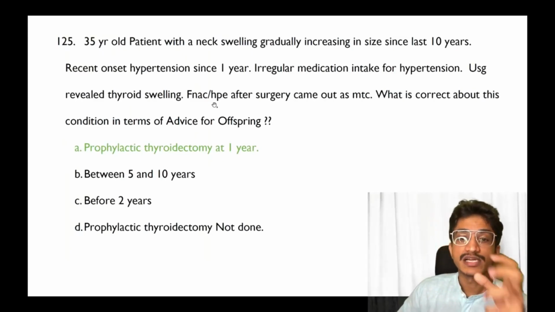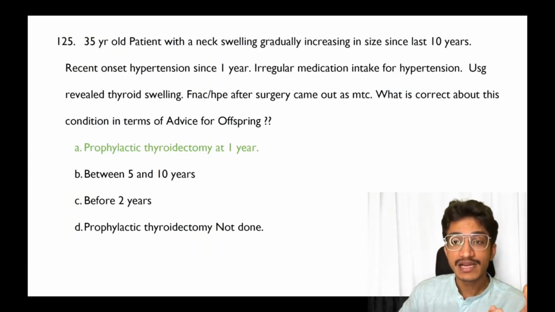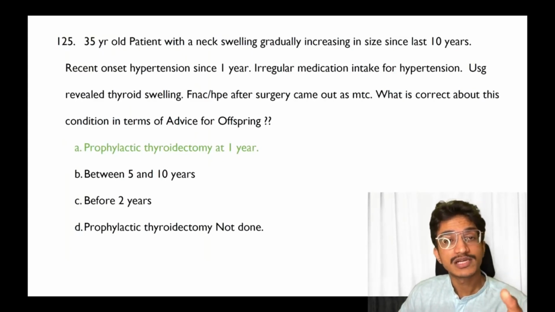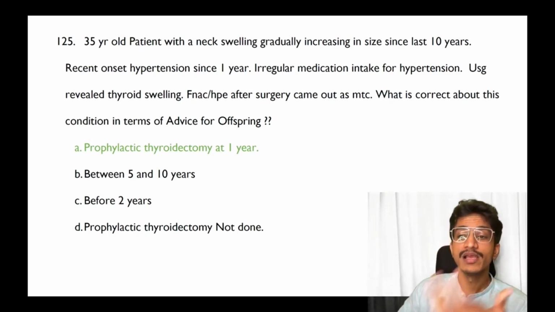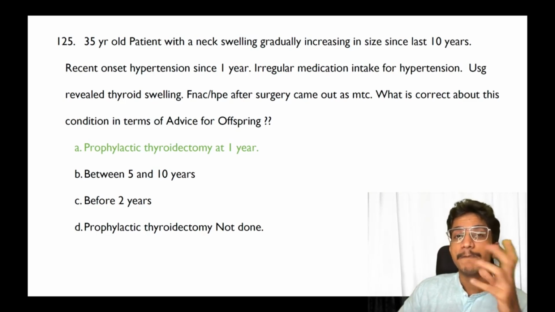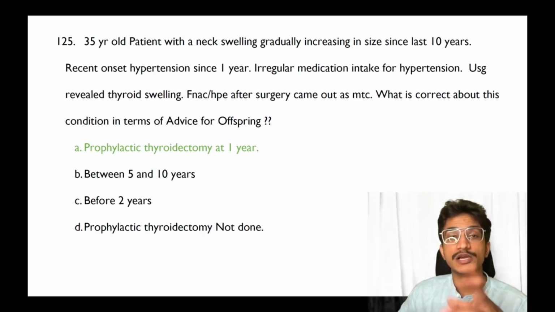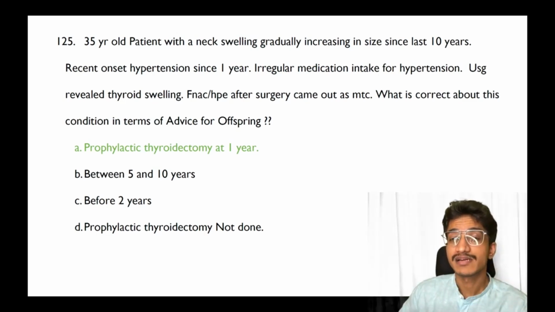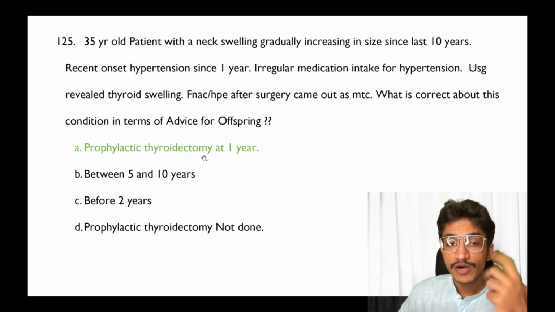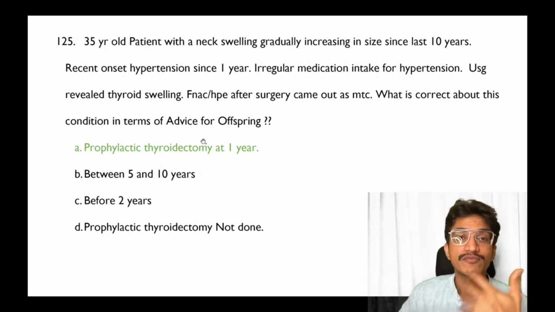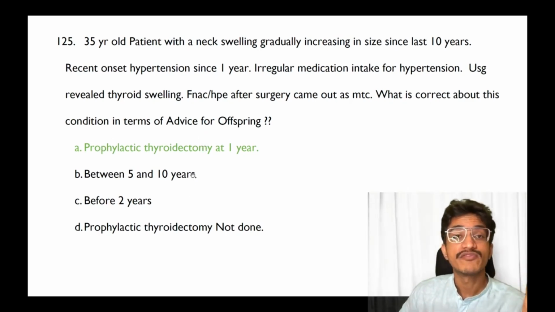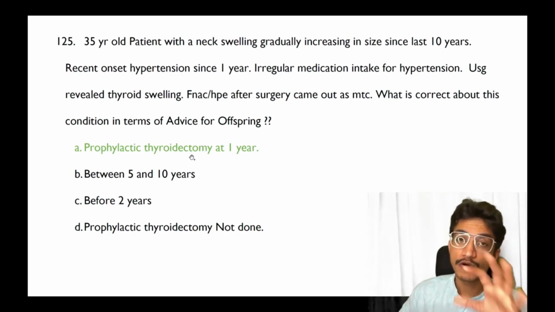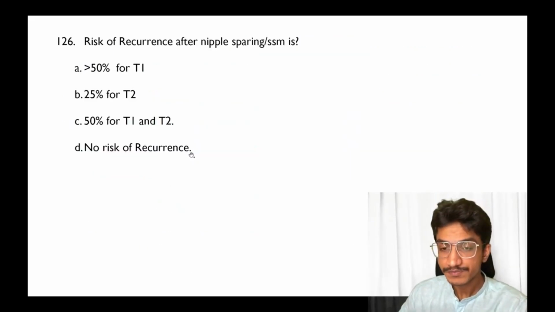Moving on to the next: a 35-year-old with neck swelling increasing over the last 10 years, with recent onset hypertension, thyroid swelling, pheochromocytoma, adrenal swelling. It is more likely to be a MEN syndrome, because of medullary thyroid cancer and pheochromocytoma. So what is the advice for the offspring? This is a recall from you guys. If it is MEN for the offspring, the answer should be prophylactic thyroidectomy before or at the age of 1 year. So according to me, that should be the answer.